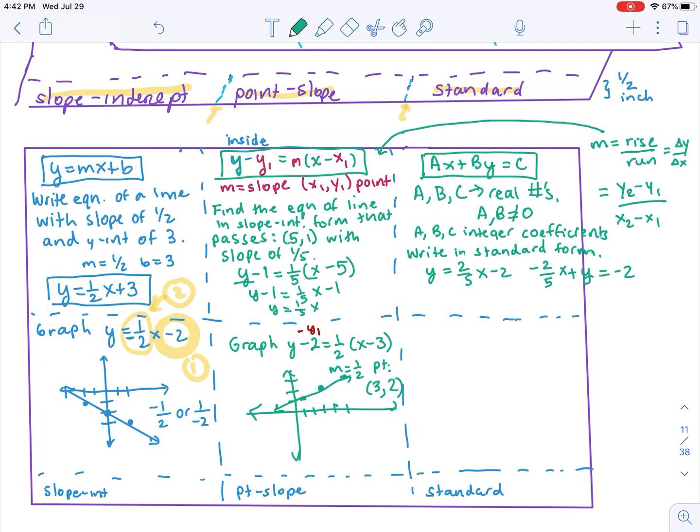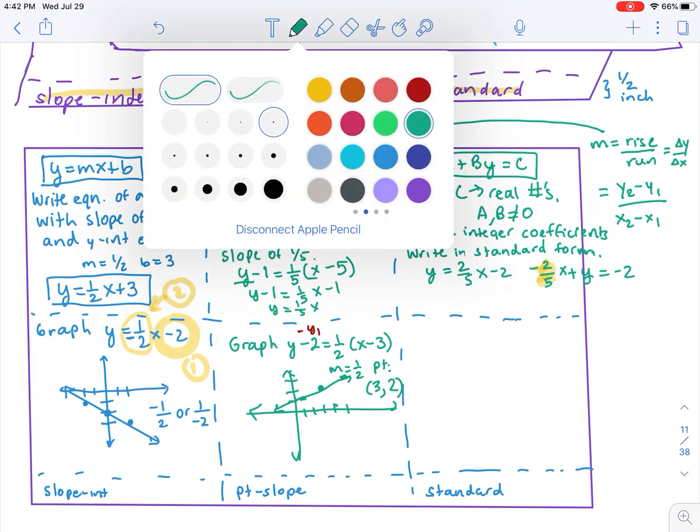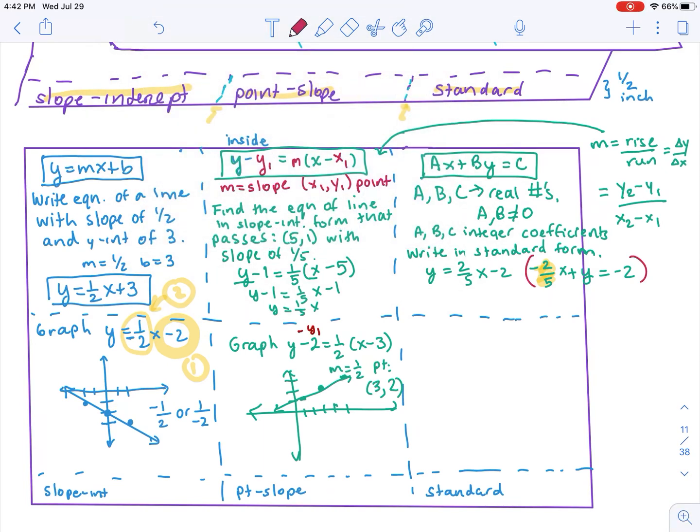Now it looks like it's close to being in standard form, but the problem is that we have a fraction here, and we can't have fractions. We need integer coefficients. So I need to multiply everything through by 5 to get rid of the fraction. And that includes the y and the -2. When I distribute the 5, I end up with -2x plus 5y equals -10. And that's in standard form.